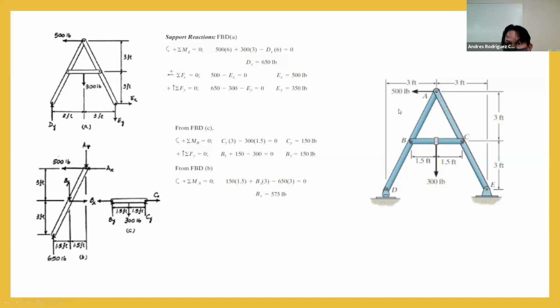So we can do summation of moments in A, and with summation of moments in A, we are going to have this small equation here. So we got 150 multiplied by 1.5. That is the reaction that we already obtained before. We got the Bx that is in here that we don't know yet, but we know that we got a distance of 3. And we got 650 that we already obtained here before for D. So in this case, we already obtained a Bx equals to 575 pounds.